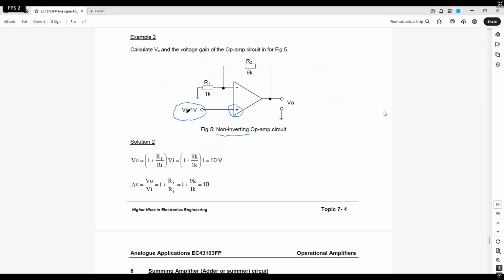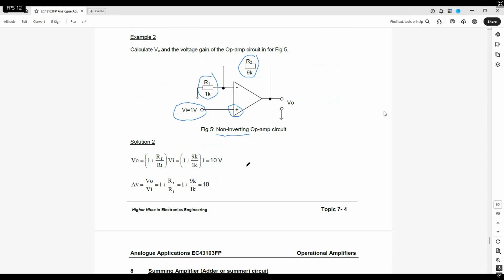Okay, so input VI 1 volt goes to the positive side of the op amp, and that is known as non-inverting op amp. Okay, then you see R2 here, which is the feedback resistor. You can see the connection from output going back to the input. You know that this is the RF or your feedback resistor. Okay, and then you have your R1 here, which is your input resistor. Okay, 1K there.